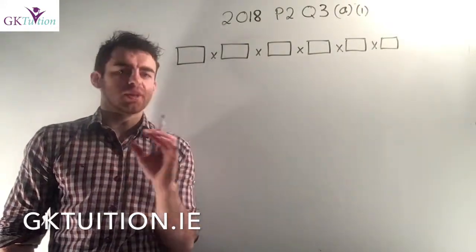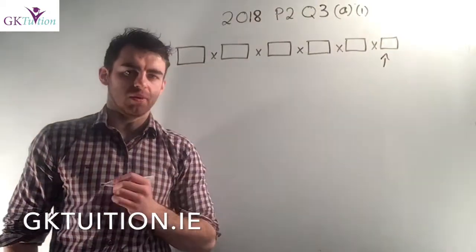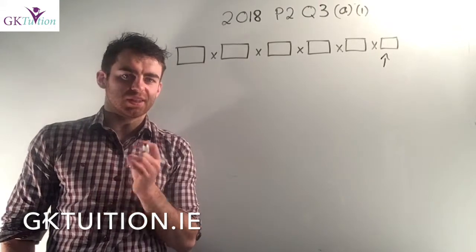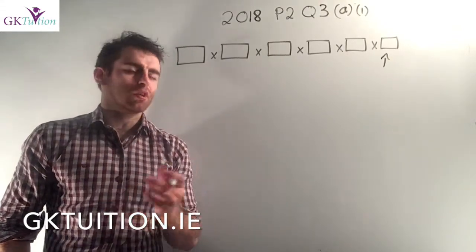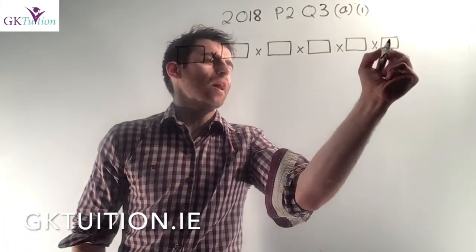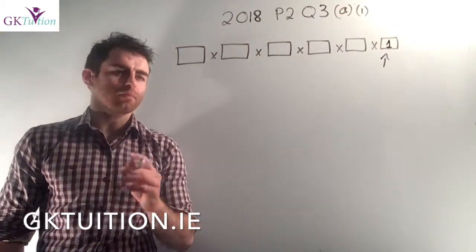For the first part of the question, the only condition we're given is that the last digit has to be a 0. And you're asked to work out how many possible 6-digit combinations you could come up with using the digits 0 to 9. So always start with the box that has a condition. You've only got one option for that box. It has to be a 0. So there's only one option, so I put a 1 in there.